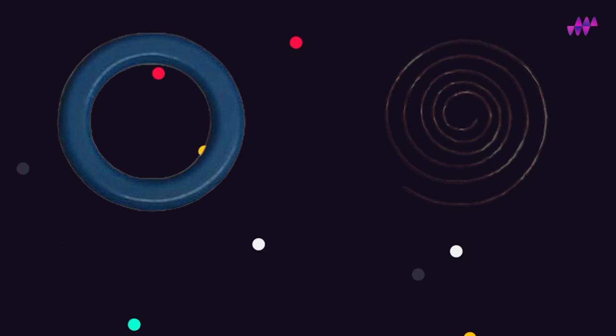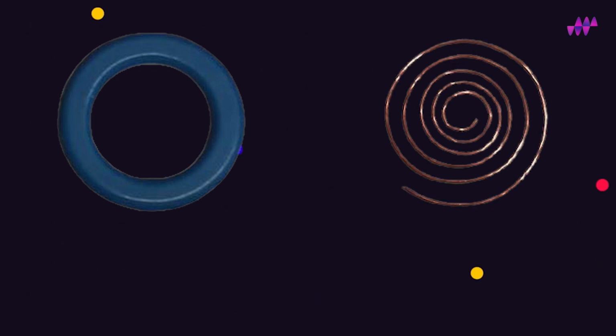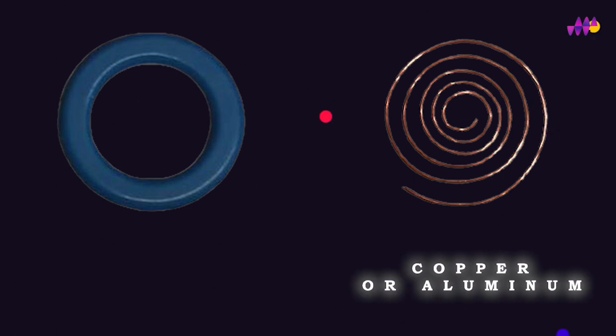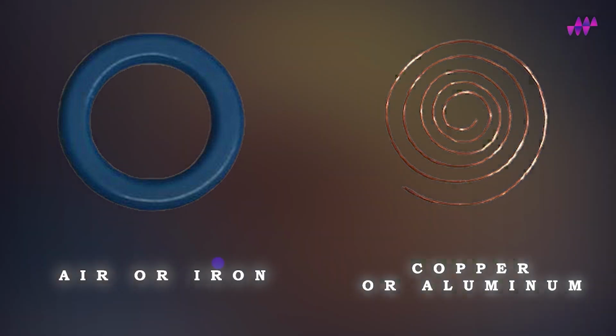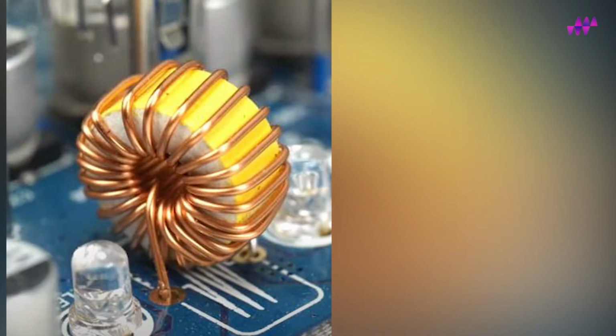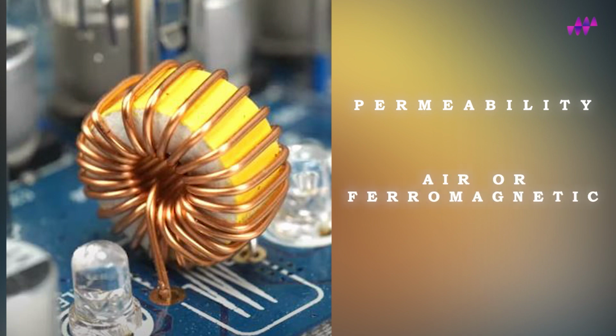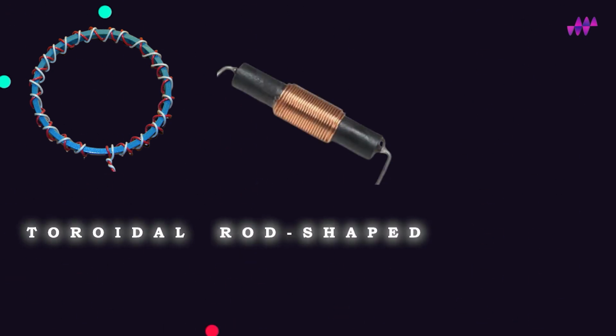The inductor consists of a magnetic core and a coil. The coil is made of a conducting winded material, such as copper or aluminum, wrapped around the core. The core, on the other hand, is made of a magnetic material, such as air or iron. Essentially, the core of an inductor, according to its permeability, increases the inductor's inductance, as it could be air or ferromagnetic. The inductor's core shapes can also vary, as it could be toroidal, rod-shaped, or even nothing but air.